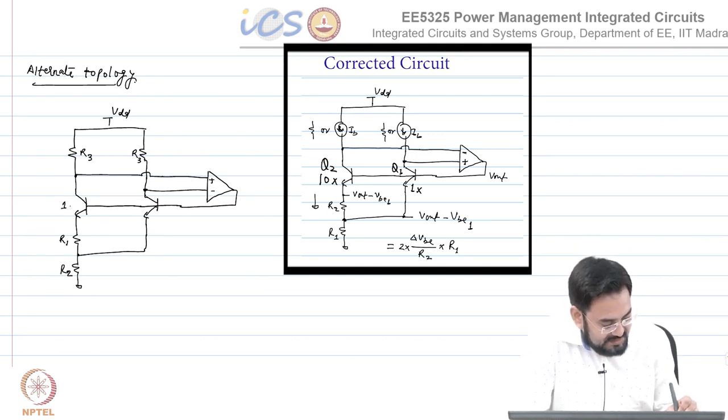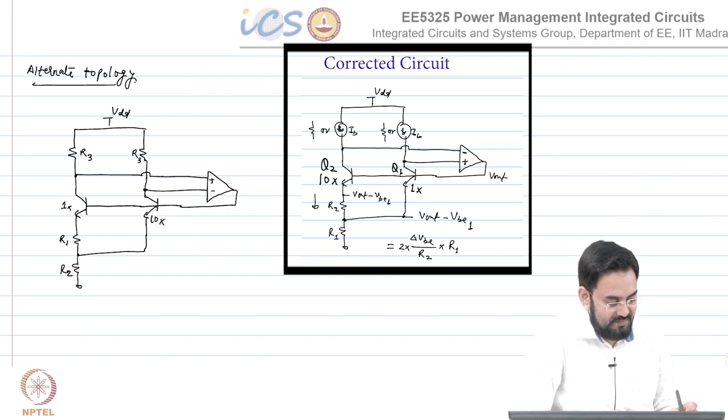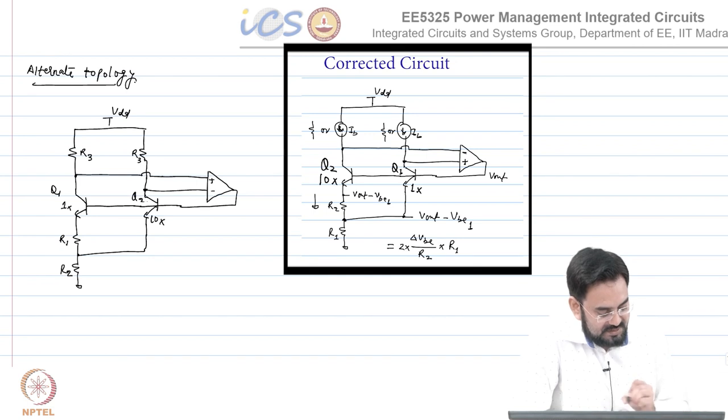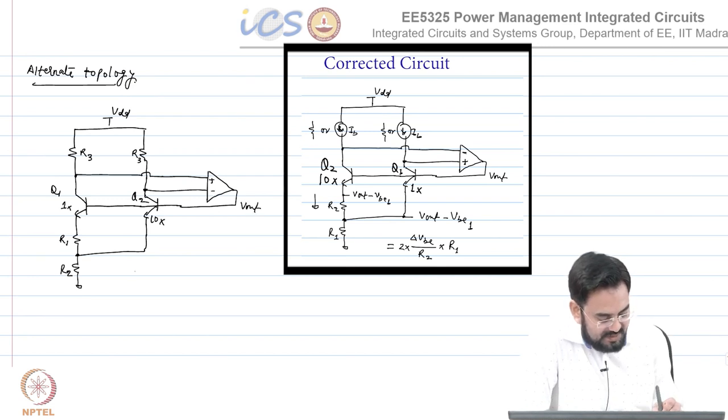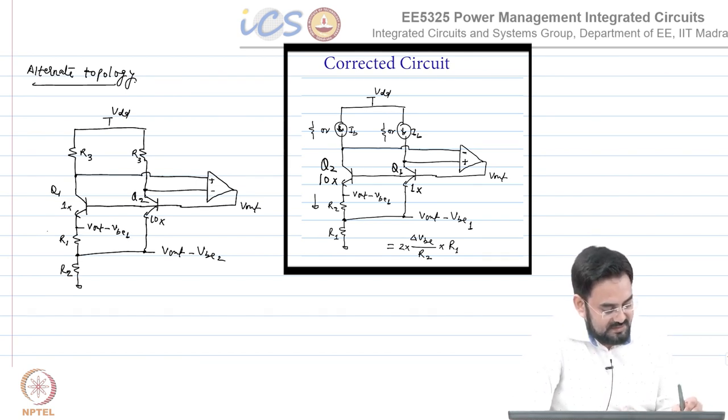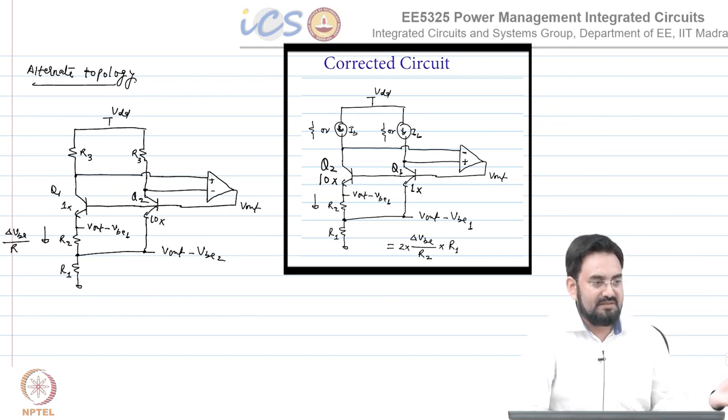Now let's look at this. If this is a 1x device and this is again chosen as 10x, the same numbers which we had in the previous case. This is Q1 and this is Q2. Now just apply simple KVL and see what would happen. If this is your V out, what is this voltage? V out minus VB2. What is this voltage? V out minus VB1. So what is the current flowing into this resistor? Delta VB by R1. So let's make this R2 and this R1, so that we get the same equation we had previously.